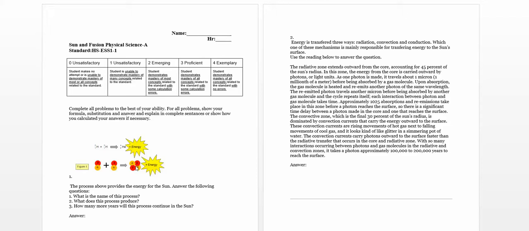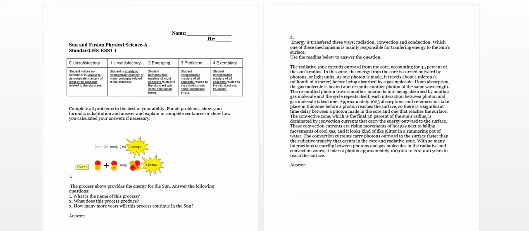How many more years will this process continue in the sun? Well, the sun is going to have a life cycle of about 10 billion years, and it's about halfway through. This was stated directly in the lecture regarding the life cycle of the sun. So it's got about another 5 billion years. The sun's pretty much middle age.